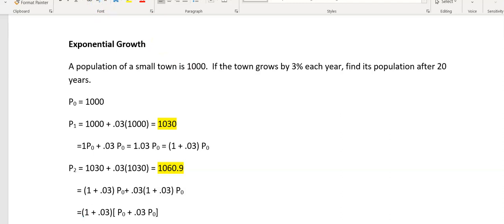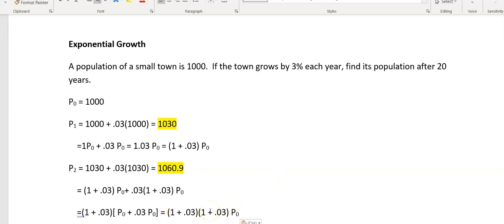Now that I've got this stuff right here, I want you to notice that P sub 0 plus 0.03 P sub 0 is exactly the same thing I had back here, and I changed that into this. So I'm going to change this into this. So let's notice what we've got: 1 plus 0.03 times 1 plus 0.03 P sub 0.